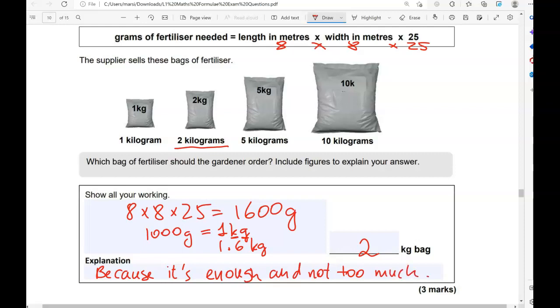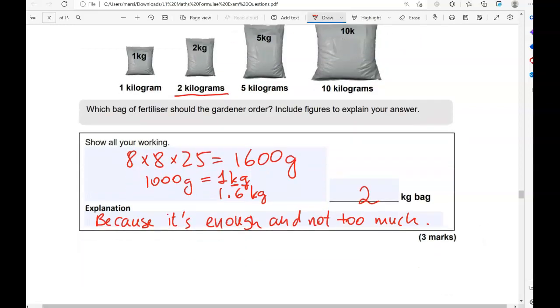Obviously, there is no point in buying a 5 kilogram or 10 kilogram bag, because that would be much more than needed. And at the same time, a 1 kilogram bag won't be enough.